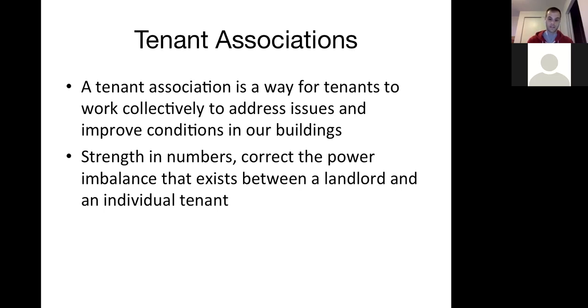So as tenants, when we come together as a group, it helps correct that power imbalance, and we can build our power as tenants.